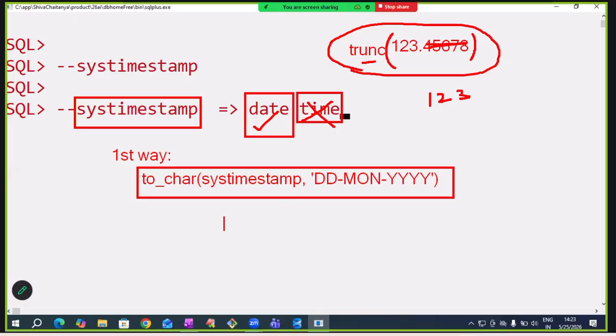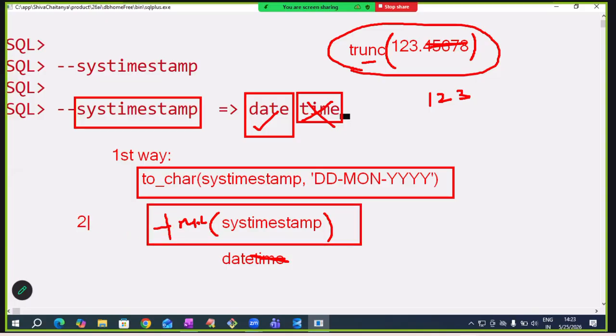To the trunk function, if we pass sys stamp, which means date time, I want to remove the time now. So to remove time from date time, call the function trunk. Trunk of sys stamp. What it will do? It removes time from date and time. This is another way, the second way. Okay, this is the easiest way.